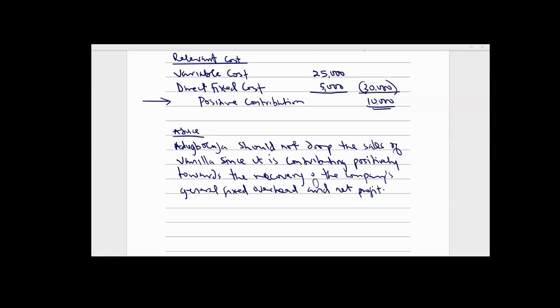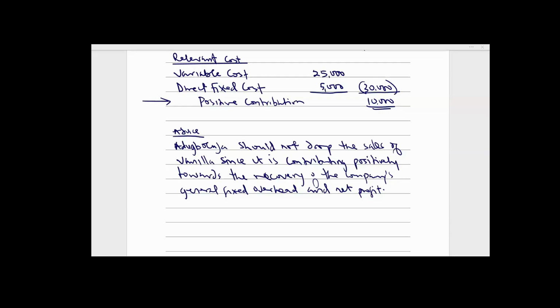Then in the B part of the question you are asked, suppose, however, it is possible to use the resources realized by stopping production of vanilla and switch to producing a new ice cream, banana, which will sell for 50,000 naira and incur variable cost of 30,000 naira and extra direct fixed cost of 6,000 naira. Will your earlier decision in A above remain the same? So, what is the examiner asking you to do here? You are supposed to prepare another income statement for banana.